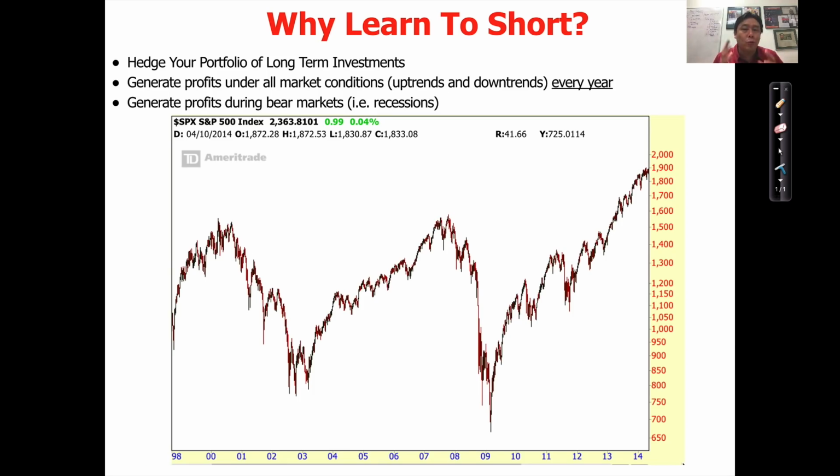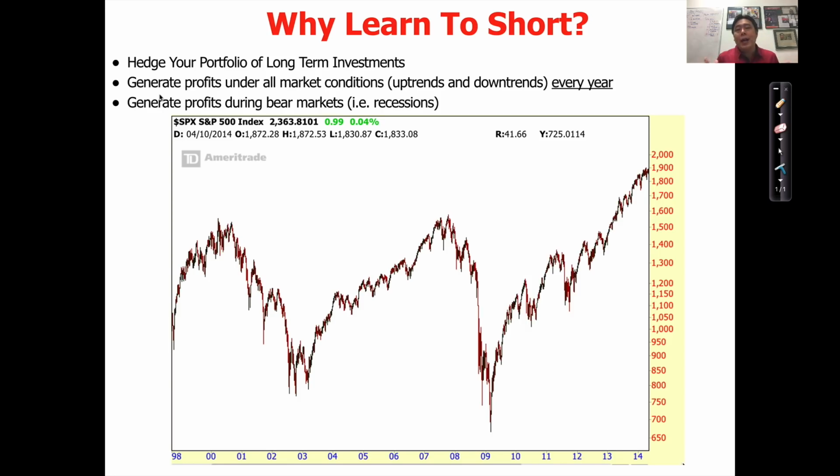So once again, why must you learn how to short the market? Number one is to hedge your portfolio of good long-term investments. Now again, if you have got a portfolio of good companies, in the long run, they will always go up. But in the short term, the markets are emotional. And you may see that the stock price of the good companies could go down 20, 30, or even 50%. So in the meantime, why don't you learn to make money as it's going down? Because eventually it will go high as well, but make money in the short term as well as the long term. Number two, when you learn how to go short, you're able to generate profits under all market conditions.